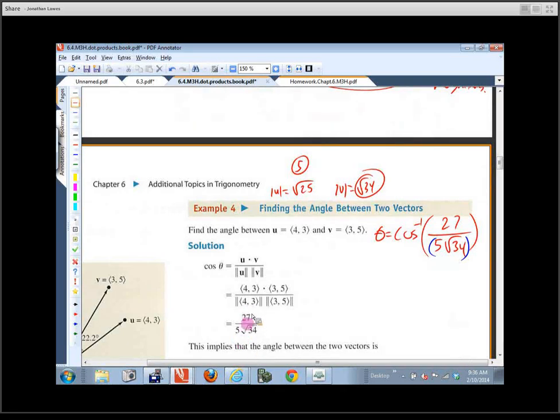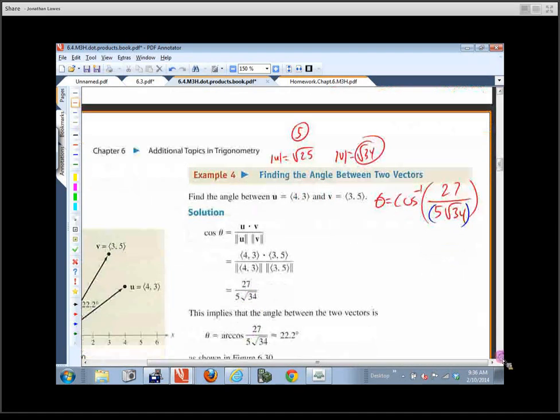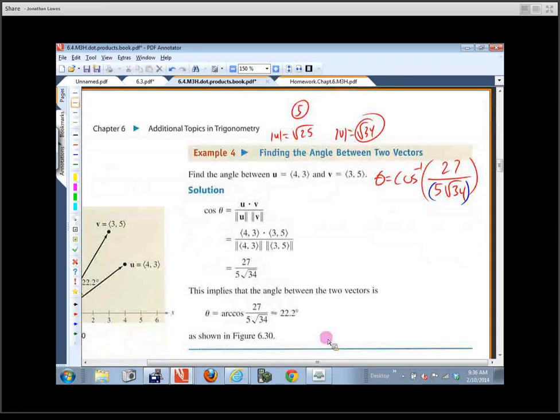There's the dot product over the product of the magnitudes, just like we have up here. And if you type that into your calculator, you get 22.2. Is that right? Doing okay so far? That took about 10 minutes or so to explain those ideas. Any questions about dot products, their properties, or how you find the angle between two vectors?